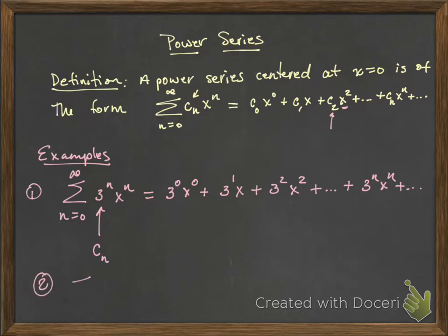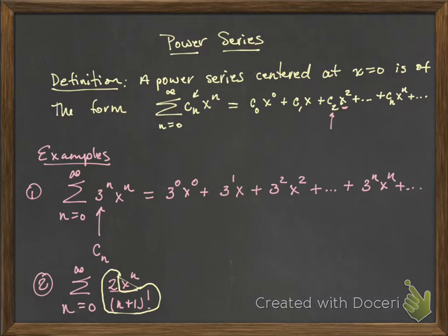I could say the sum from n equals 0 to infinity, and this time I'm going to say 2 x to the n over n plus 1 factorial. Okay, so note that this piece right here is my c sub n.